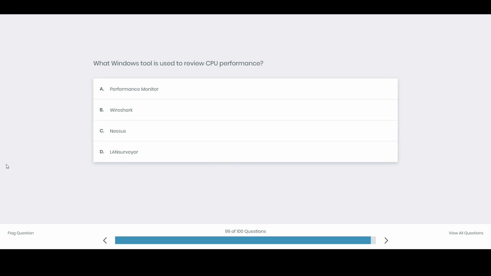What Windows tool is used to review CPU performance? Not this one, Performance Monitor. Okay, because this is all for network. What can be used to control internet and settings? I think internet is group policy editor. Then let's submit.